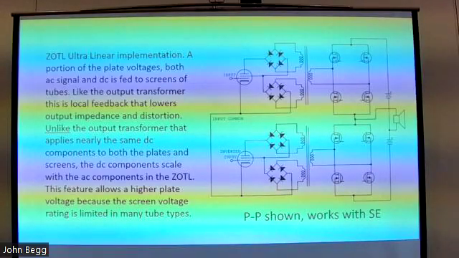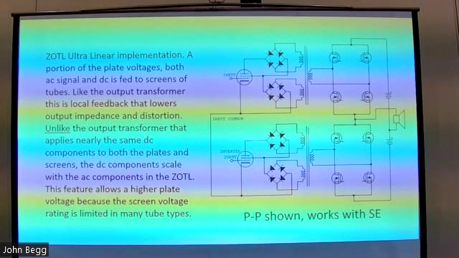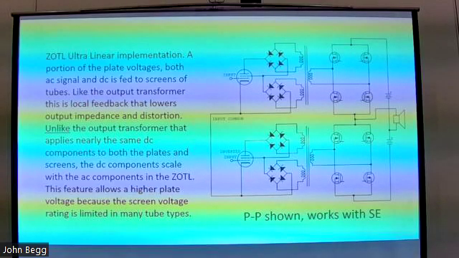The ultralinear implementation on the ZOTL can be done. Now, when you do the ultralinear with an output transformer, which I neglected to point out, the DC values of the plate voltage and the screen voltage are about the same, because an output transformer doesn't have a significant amount of DC resistance. So for all intents and purposes, the DC component of the screen voltage and the DC component of the plate voltage with an output transformer are about the same.